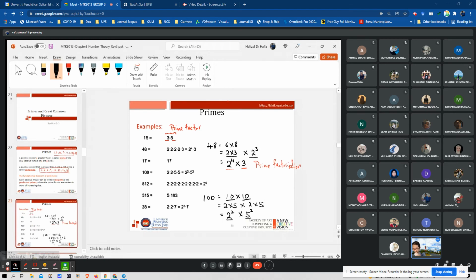Okay, for example, you have 13. 13 has only 1 and 13. It's a prime number, but 4 is not a prime number because it has more factors: 1, 2, and 4. It can be multiplied by itself, 2 and 2. So it is not a prime number. You have 2 times 2, 4 multiplied by 1, 1 multiplied by 4.